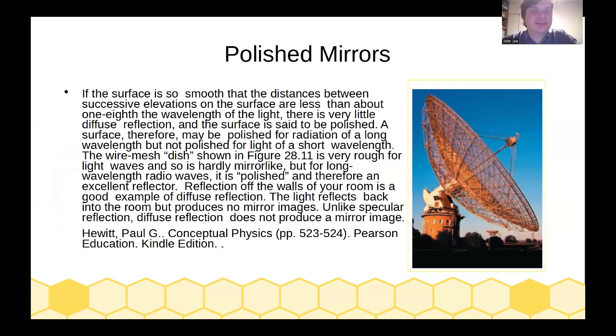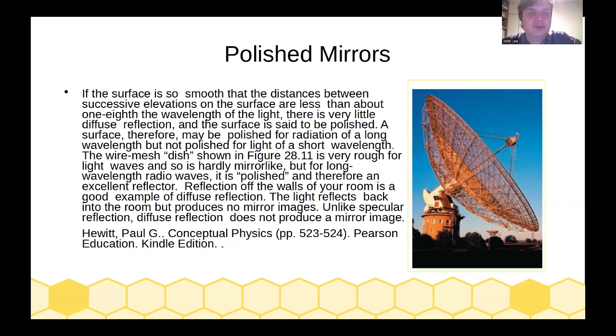If the surface is so smooth that the distances between successive elevations on the surface are less than about 1/8 of the wavelength of the light, there's very little diffuse reflection, and the surface is said to be polished. The surface, therefore, may be polished for radiation of a long wavelength, but not polished for light of a short wavelength. The wire mesh dish shown to the right is very rough for light wavelengths, and so is hardly mirror-like, but for long wavelength radio waves, it is polished and therefore an excellent reflector.